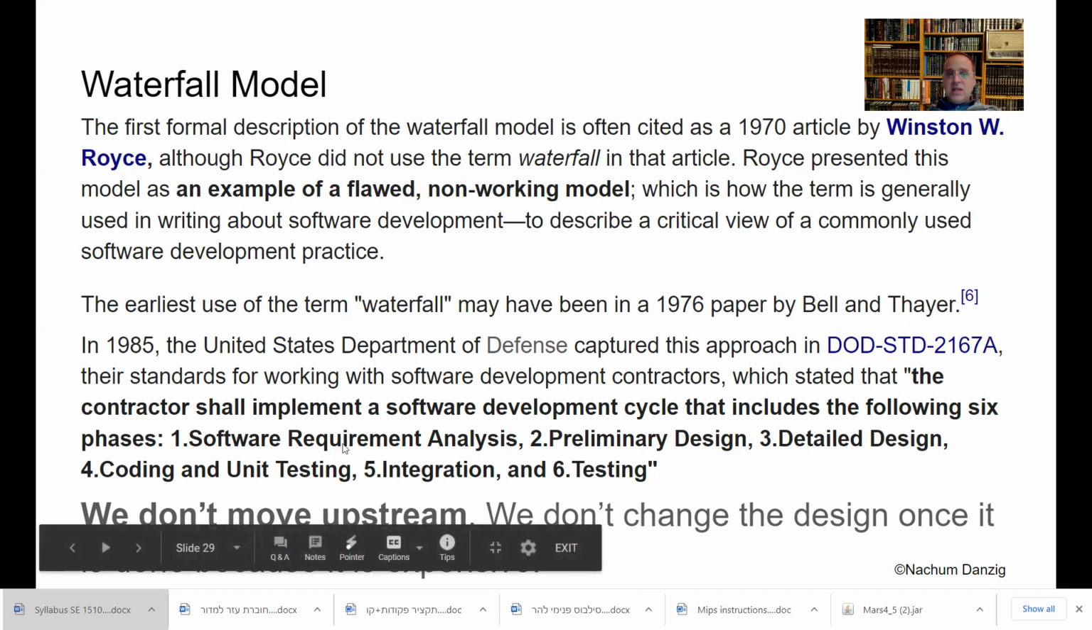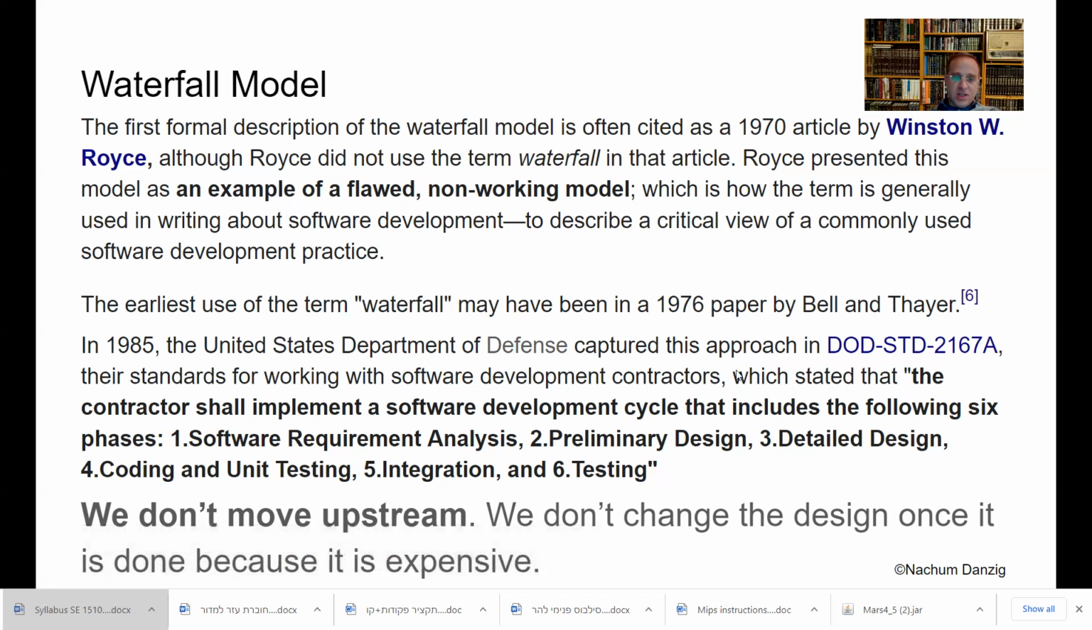Now, this idea means that you have a software requirement analysis and a preliminary design. In other words, once you finish those things, you're not going to go back and talk to the pilots again. In the software requirement analysis stage, you talk to all the stakeholders, figure out what it should do, and you're done. You're not going to go back and ask them again. We don't move upstream. We don't change design once it has been written, once it is done, because it is expensive to do that. We don't want to redesign.